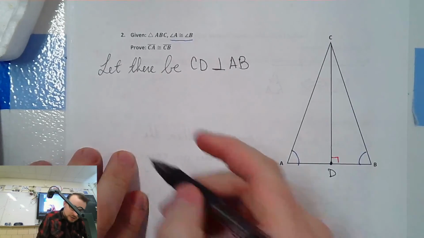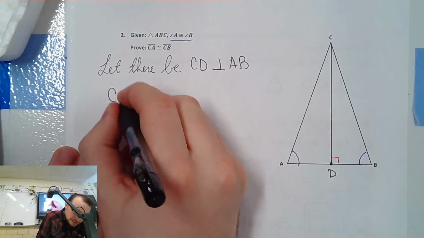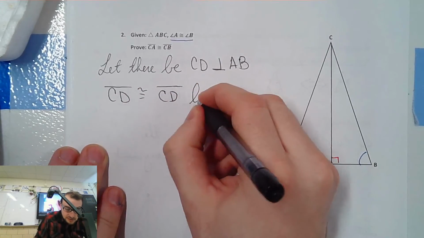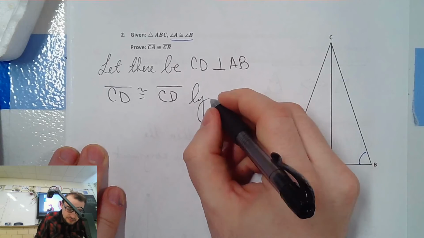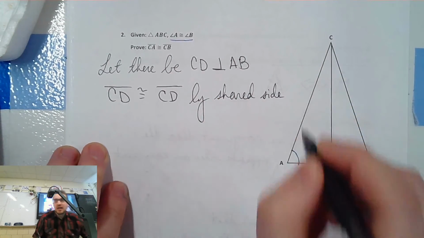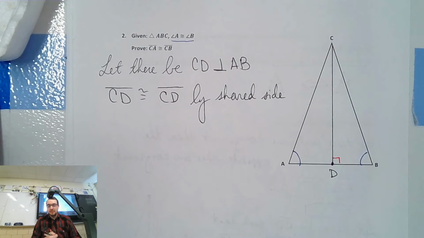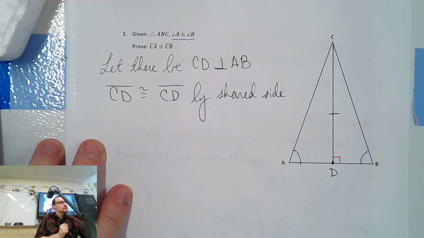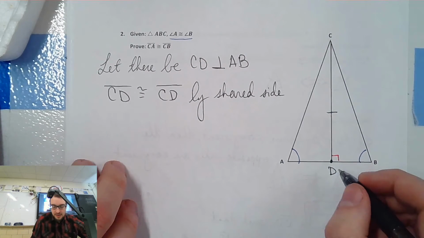Then we're going to say CD is congruent to CD. How do I know CD is congruent to itself? By shared side. We can't use CPCTC until the triangles are congruent. We haven't proven that yet. So by shared side, we know this to be true.